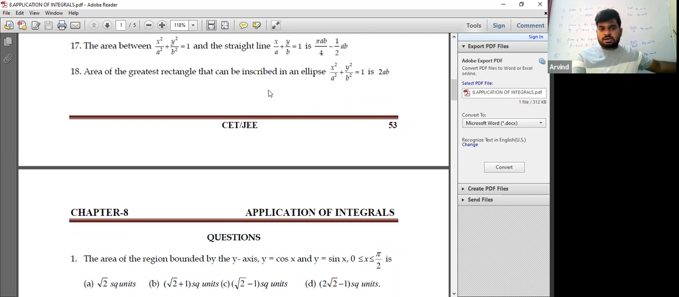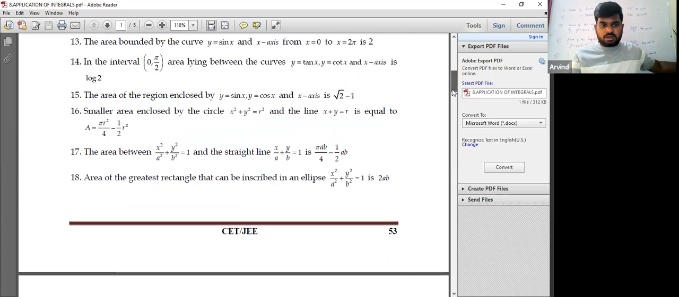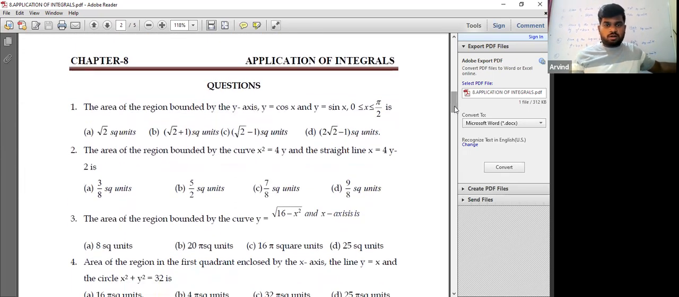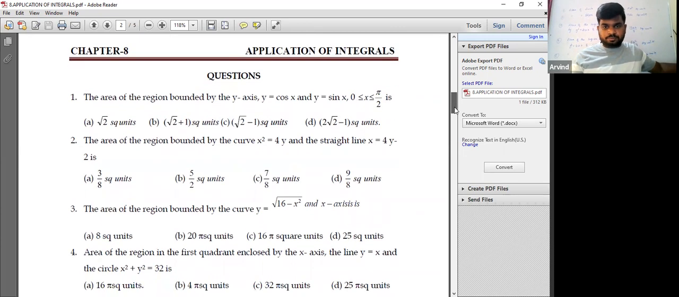Okay, area of the greatest rectangle that can be inscribed in an ellipse. The standard form of ellipse should be there. That is equal to 2ab. Okay. So all the formulas required are there. You can go through that. I've also written it on the board. Okay, let's start with the first question.